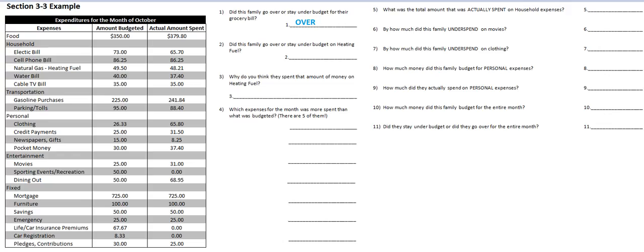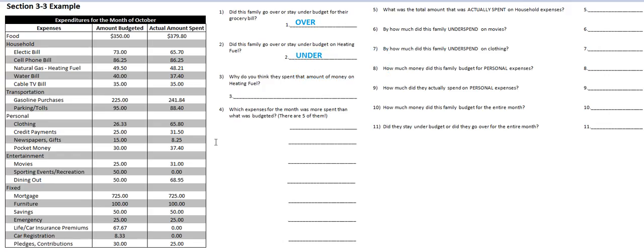Number 2, did this family go over or stay under budget on heating fuel? So what we've got to do is start looking for heating fuel. Oh, here it is. And if you look at it, it looks like they stayed under. They budgeted $49.50, but spent only $48.21. So they did, not too bad. They went a little bit under this month. So over here, I write under.